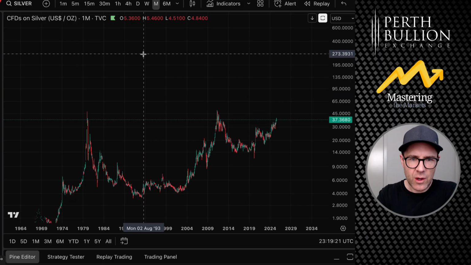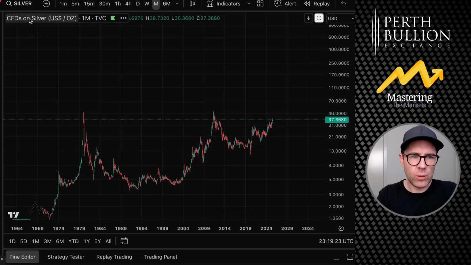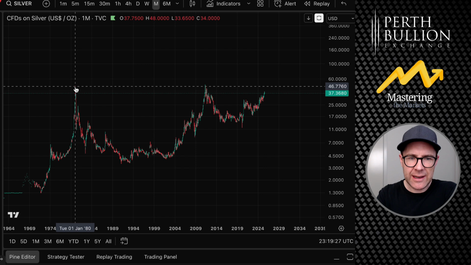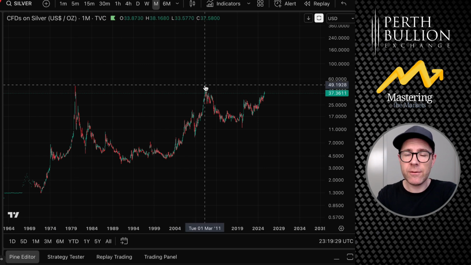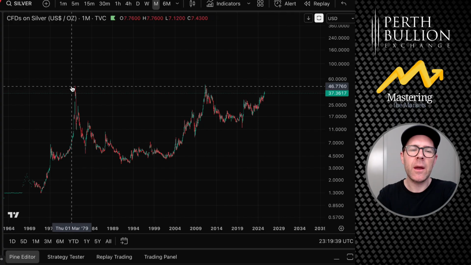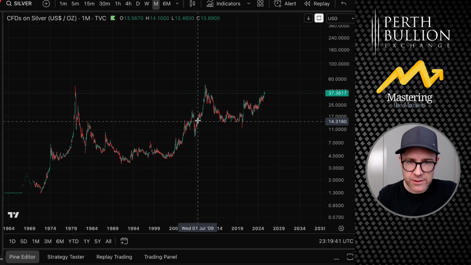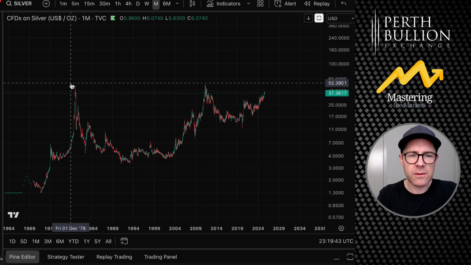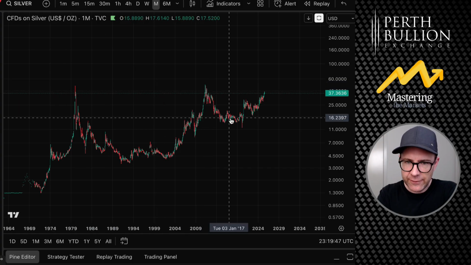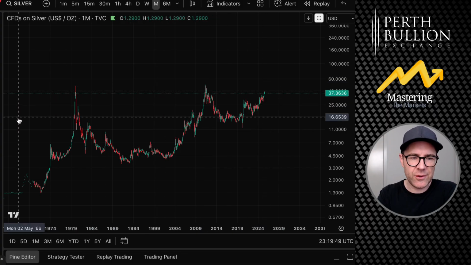This is the world's longest cup and handle formation. Okay, 1980, $50. 2011, $50. Silver has never broken its 1980 price. It's the only asset in the world that has never broken its 1980 price, which is weird, isn't it? Don't you think? World's longest cup and handle formation, 45 years.